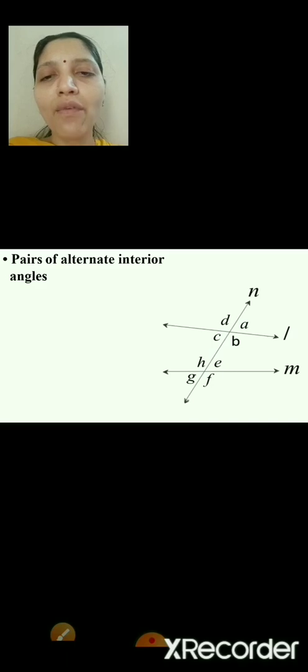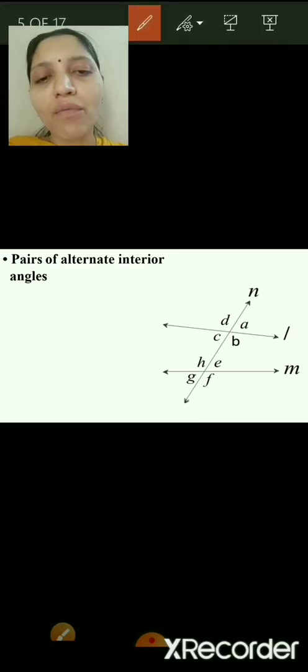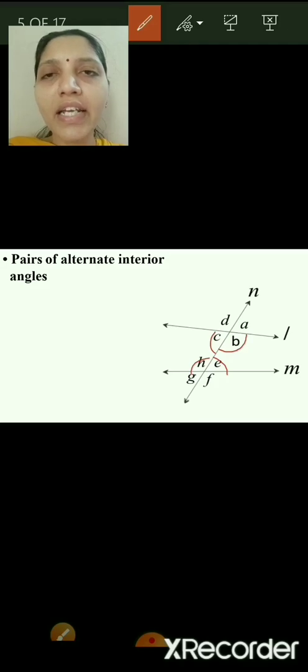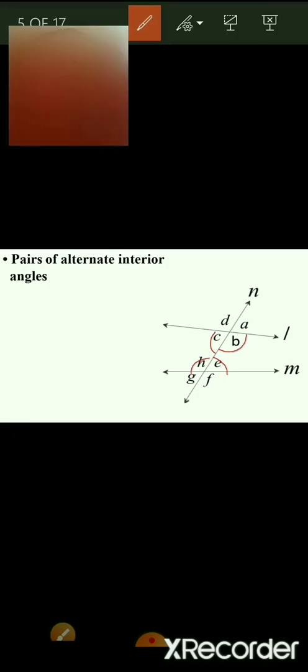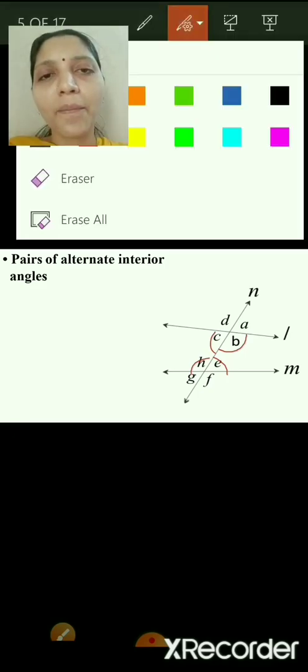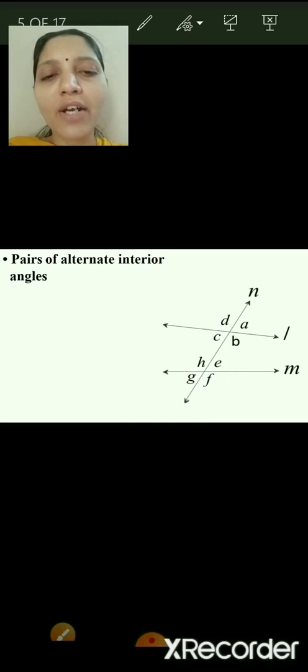Now we'll see the pair of alternate interior angles. Now what is the meaning of interior angles? The angles which are present in the interior part of these two lines. So angle B, angle E, angle C and angle H. These are the 4 angles which are present in the interior part of these two lines. So these are called interior angles. So how many pairs we will get here? Yes, 2 pairs. So alternate angles means the angles which are on either side of the transversal.